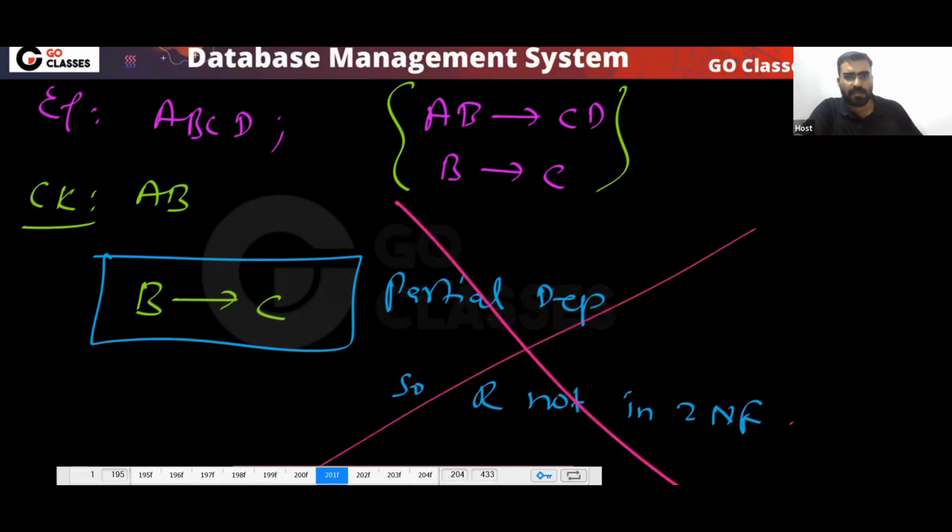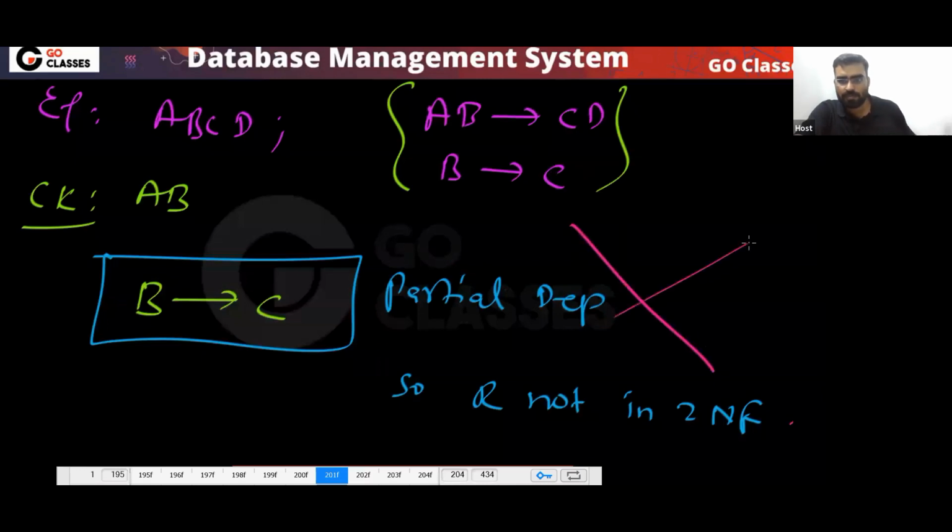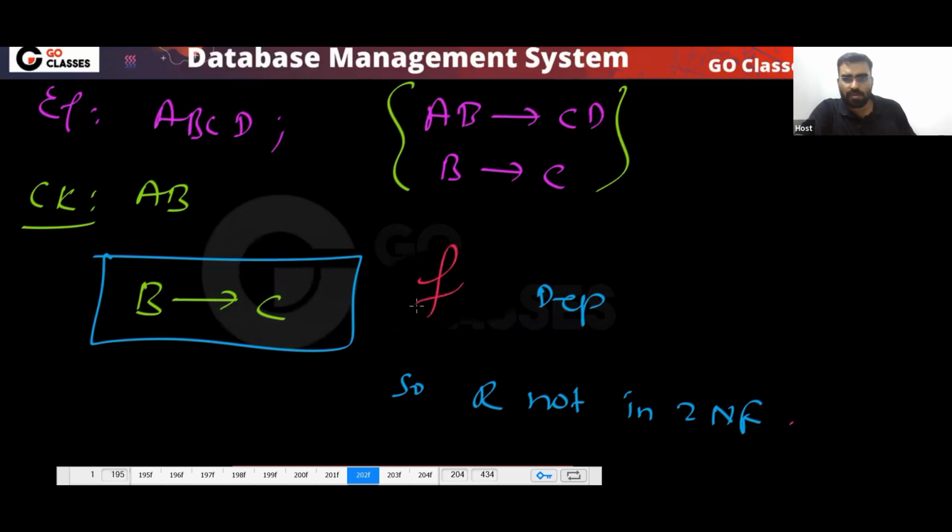What is the reason? Because this is not partial dependency. Yes or no? This whole thing is wrong because this is not partial dependency. This is full. You cannot remove anything from the LHS. Can you remove something from the LHS? No, you cannot. So this is full.